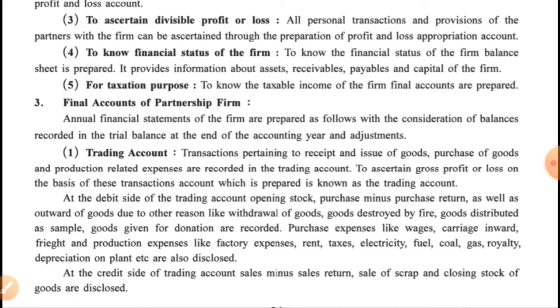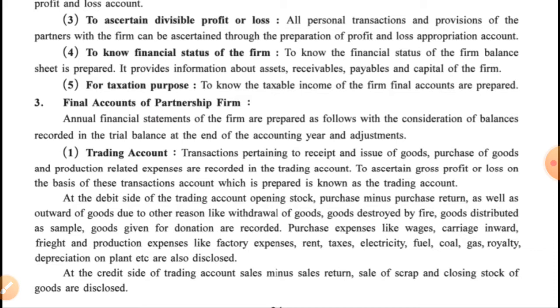Transactions pertaining to receipt and issue of goods, purchase of goods, and production related expenses are recorded in the trading account. It means goods related transactions, whether they are of receipt or of issue of goods, and any kind of production related expenses will be recorded in the trading account, and whatever the difference that comes in the trading account, it may be gross profit or gross loss.